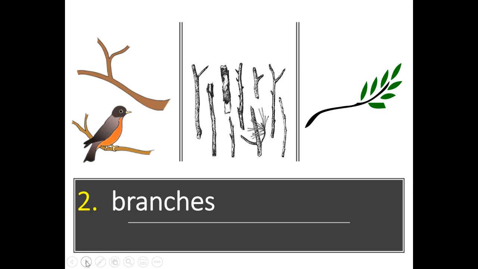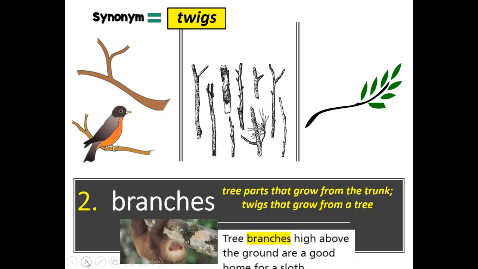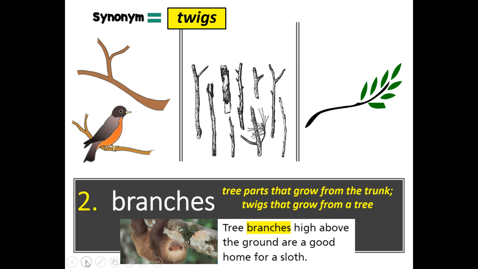B-R-A-N-C-H-E-S, branches. The root word is branch. Branches are tree parts that grow from the trunk, twigs that grow from a tree. A synonym for branches could be twigs, just like in the definition. Branches are tree parts that grow from the trunk and twigs that grow from a tree. So make sure you write branches in the first column. The second column, you could write twigs. And then in the third column, you can draw a quick sketch.